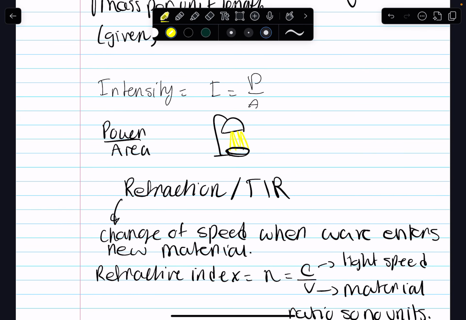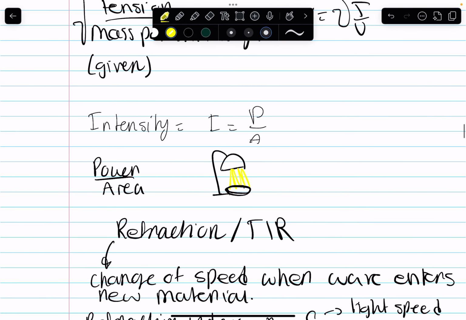Intensity, so as you can see in the lamp here, it depends on the power the lamp has and the area it is actually on. So this is the area and this is the power, so therefore power over area gives you intensity.